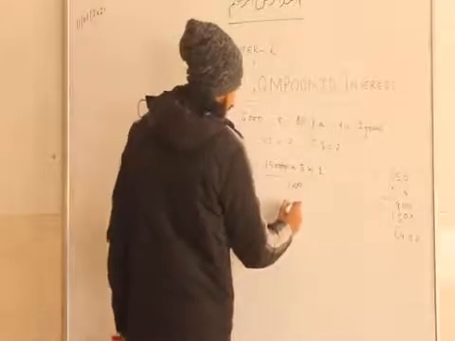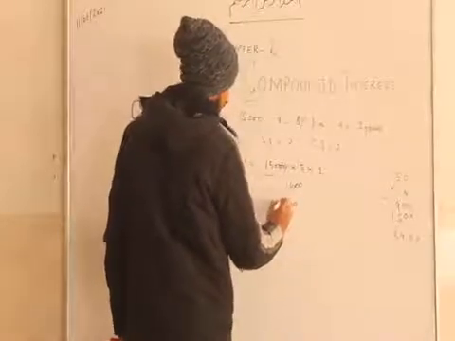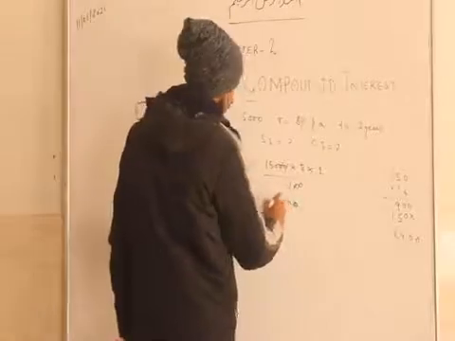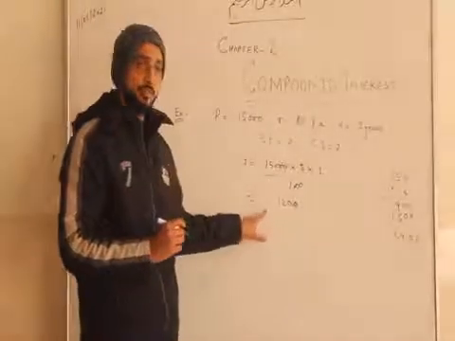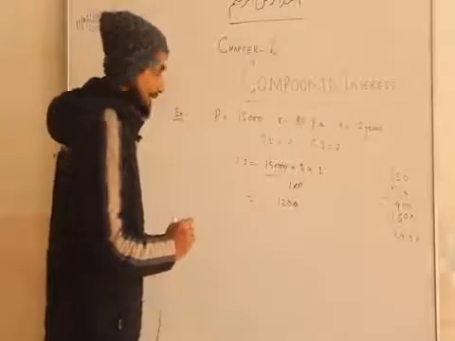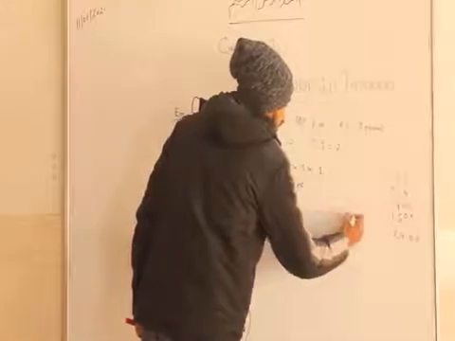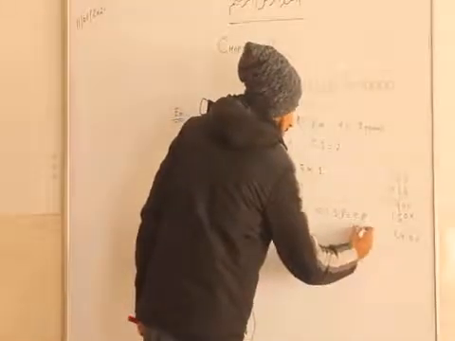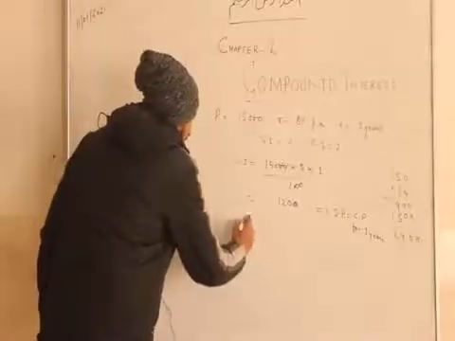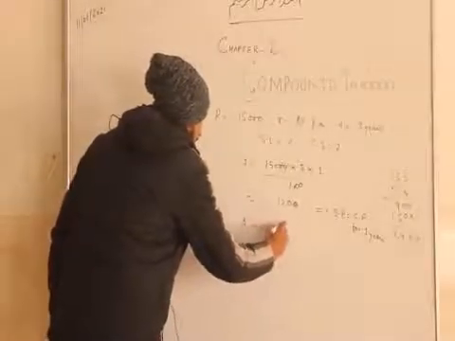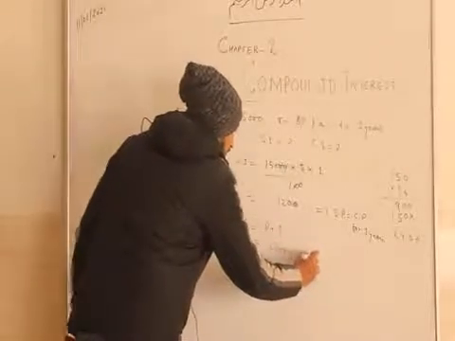Now let's see, this is 1200. This is the simple interest for the first year, and this is equal to the compound interest. So simple interest is equal to compound interest for the first year. Now what will be the amount? Principal plus interest. So this is 15,000 plus 1200.